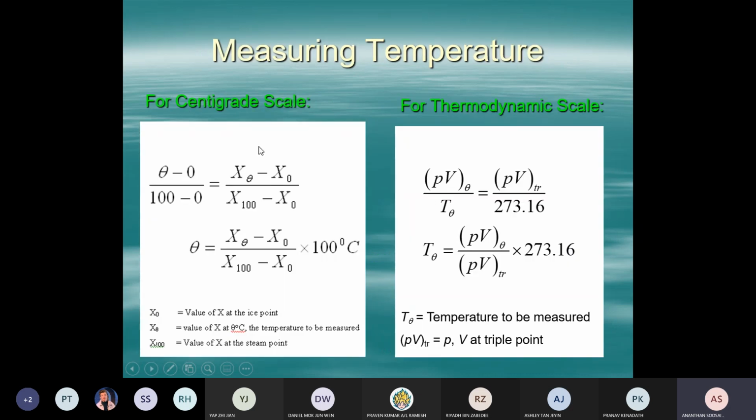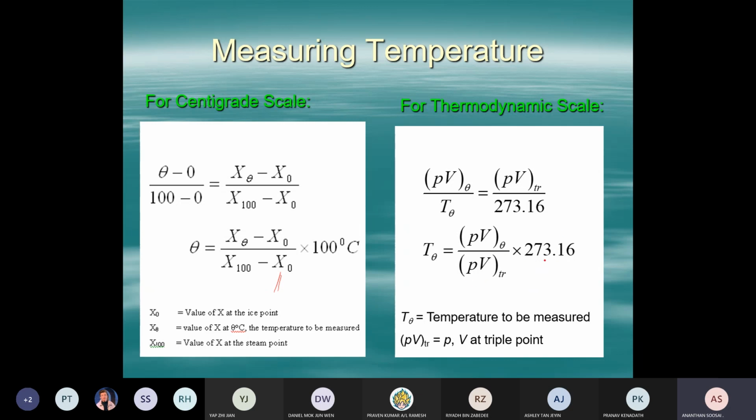So the final conclusion. The centigrade scale uses this formula. You need two fixed points actually: the boiling point and the melting point of water. Then only can you find the theta. But in the thermodynamic scale, we only need one fixed point to calculate. Although it has two fixed points, we only use one fixed point data.